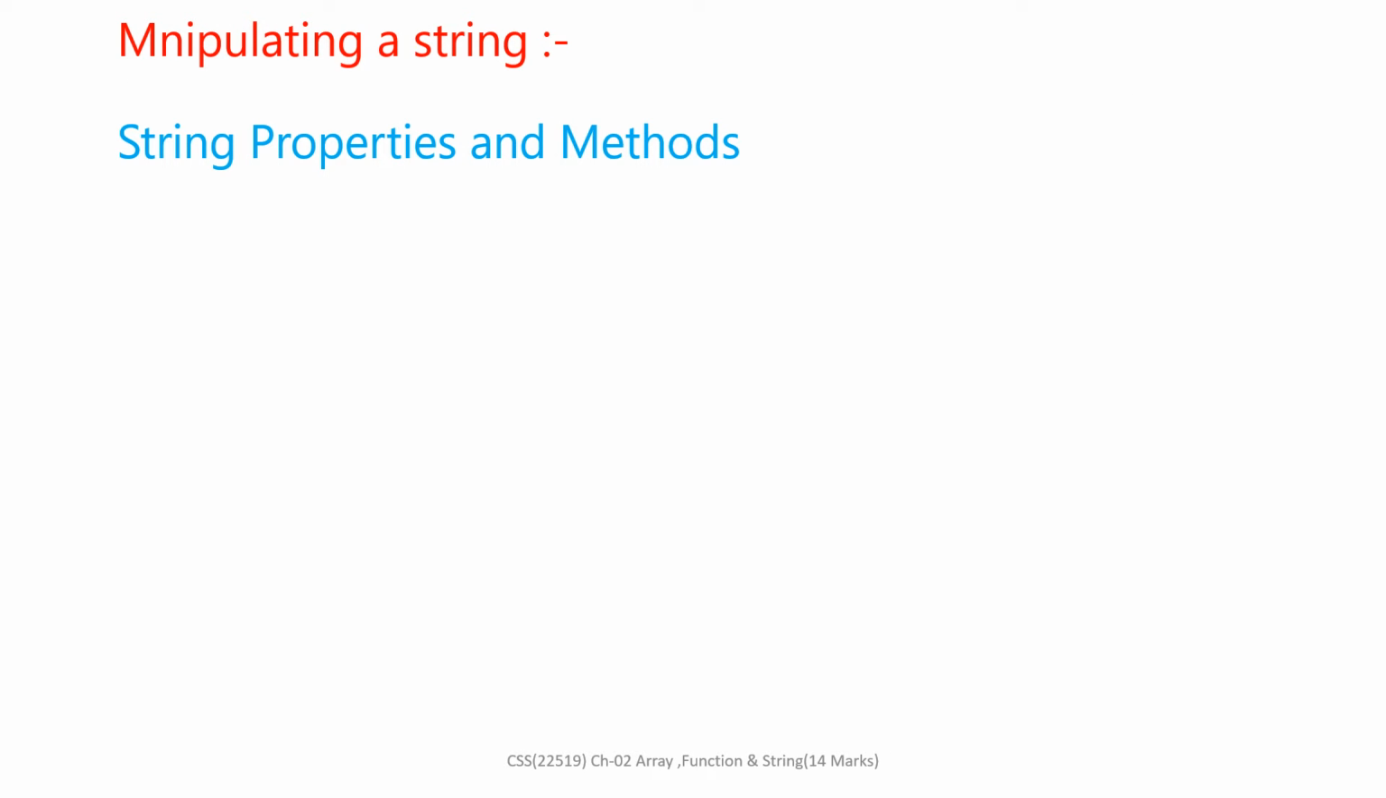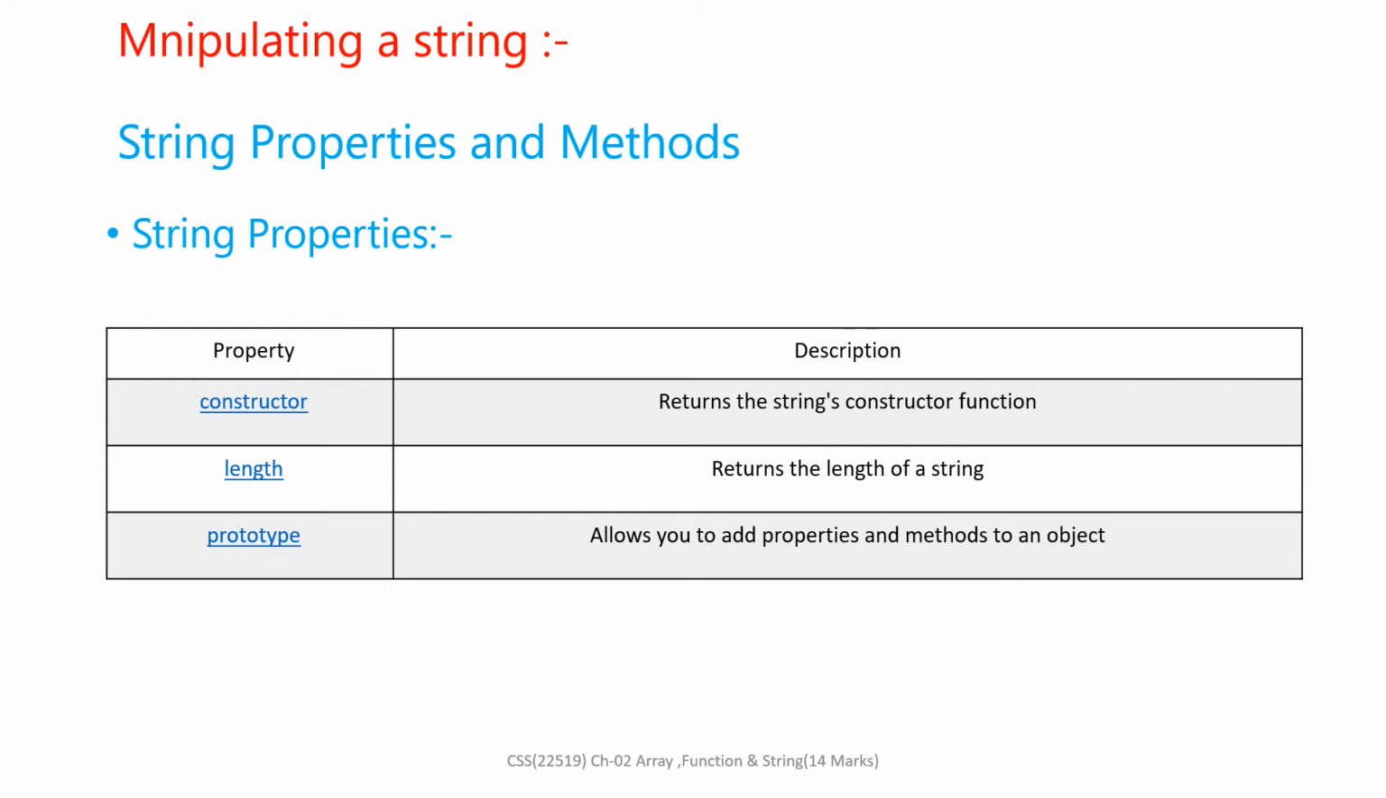So the first topic of our video is manipulating a string. There are string properties and methods for manipulating a string. First we will see what the properties are. The first property is constructor. It returns the string's constructor function. Second is length. It returns the length of a string. And third is prototype. It allows you to add properties and methods to an object.